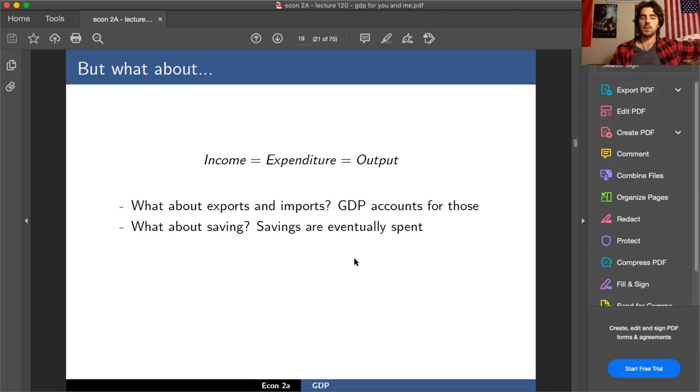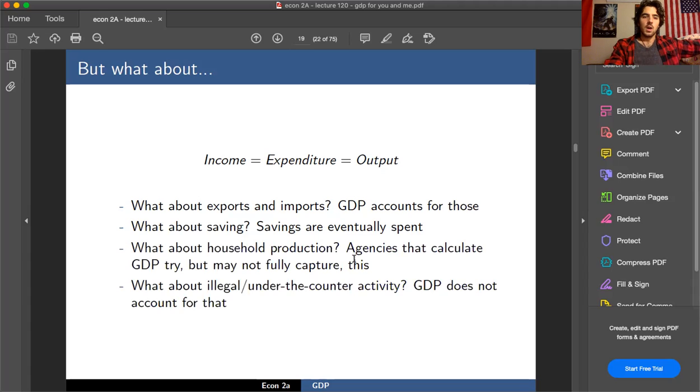But savings, the bottom line is that savings are eventually spent. That was just a little aside to talk about instances where people save and how and when they spend. But what about household production? Agencies that calculate GDP try, but may not fully capture this.